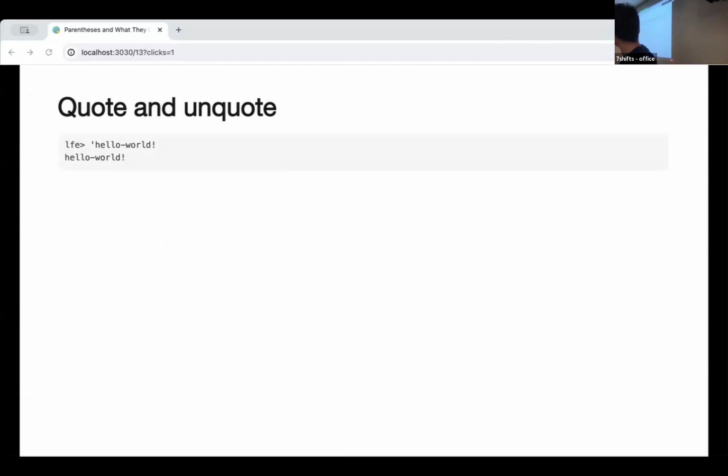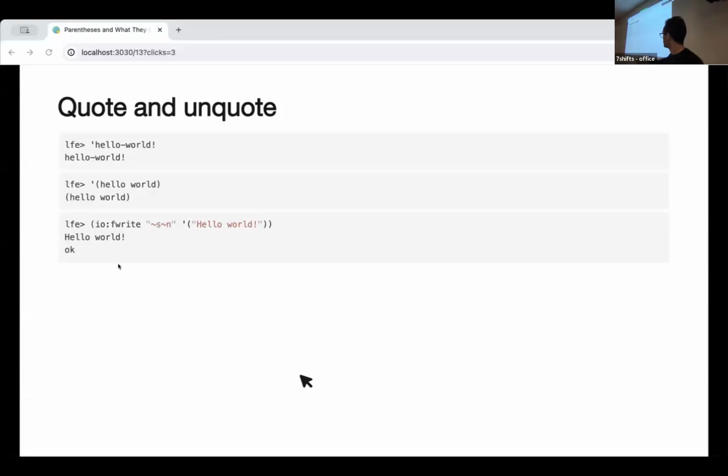This is all in LFE. So again, we quote a symbol, we get back that symbol. We quote a list, we get back that list. And if we don't quote a list, then it is treated as a program, and we call that program and we see some output, right? If you've written Erlang, then this is just a call to the Erlang standard library.